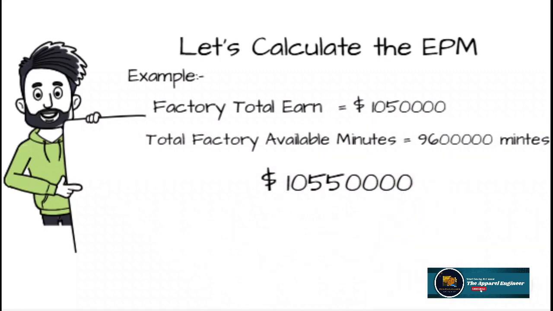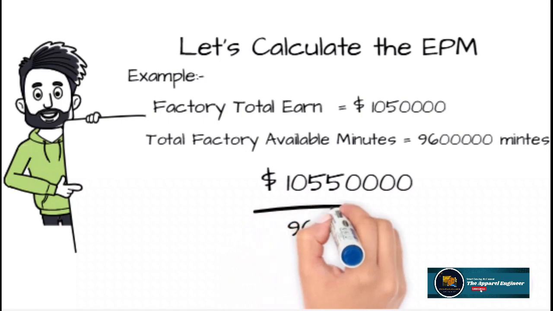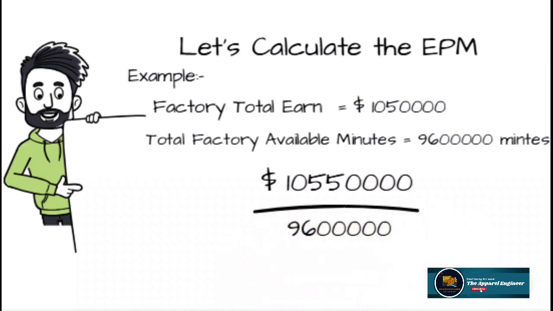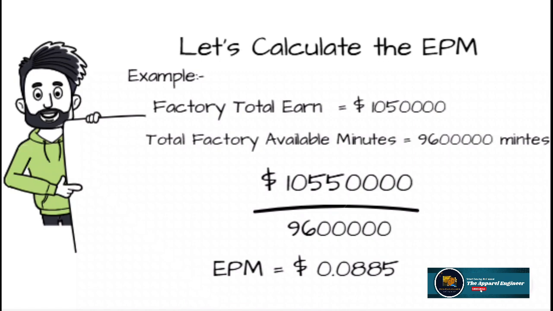Now, applying the formula. EPM equals total factory earn divided by factory total direct capacity minutes. EPM equals $1,050,000 divided by 9,600,000. EPM equals 0.109 per minute. This means the factory's operation earn is $0.109 per minute.